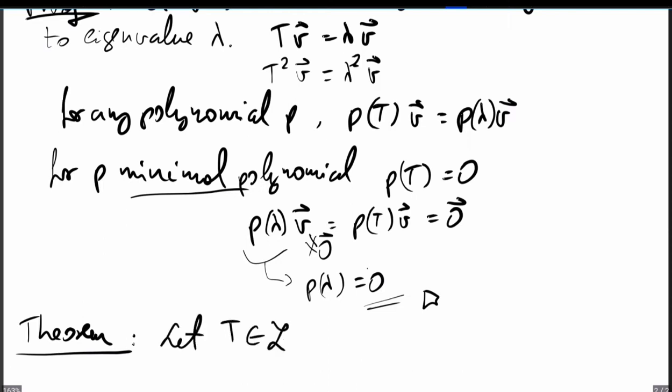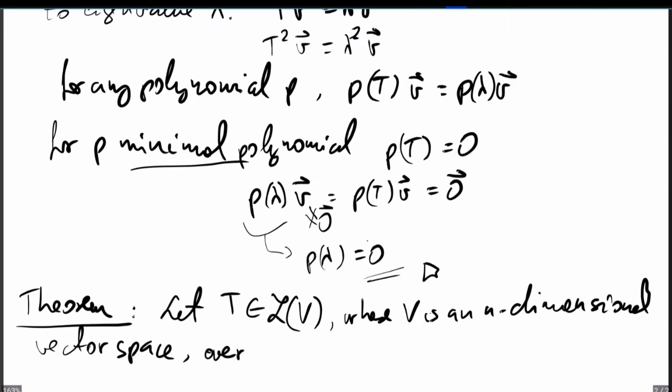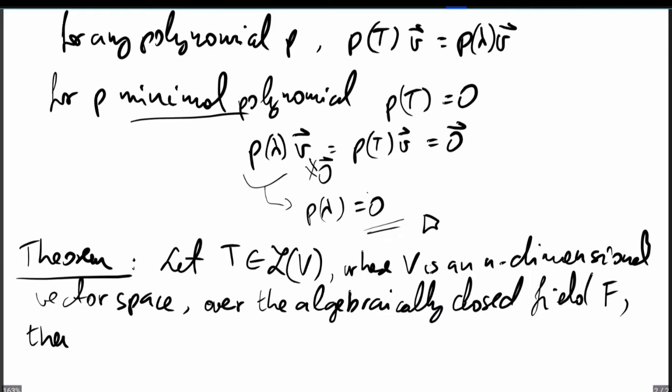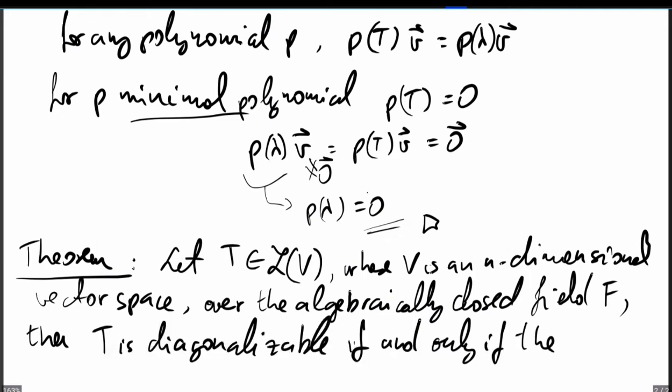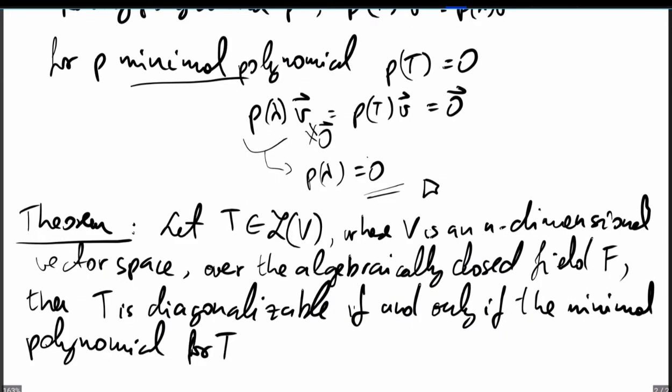Then the big theorem, last big theorem in this section, is a statement saying that if you have a linear operator T over the vector space V, so V is an n-dimensional vector space over the algebraically closed field F, then T is diagonalizable if and only if the minimal polynomial for T has no repeated root.